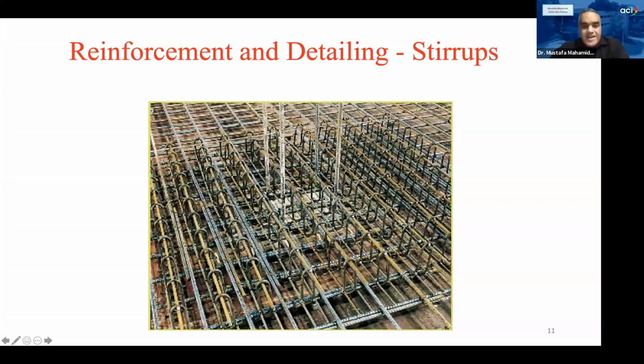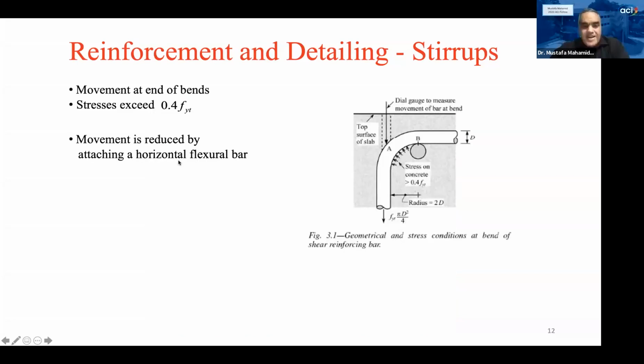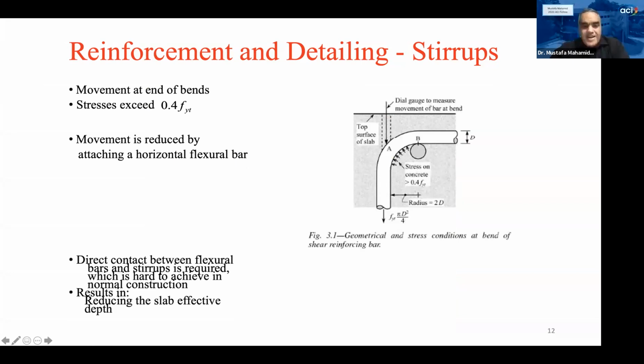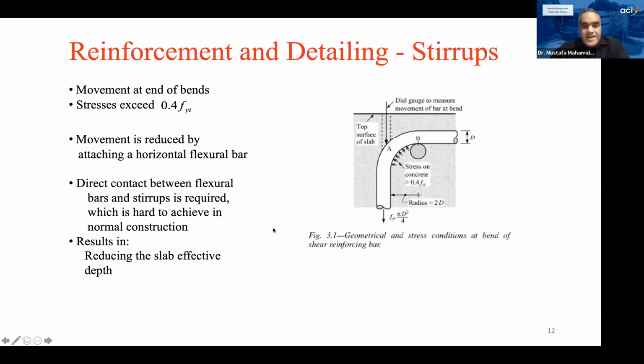The stress exceeds 0.4 Fy, the yield strength. The movement is reduced by attaching the horizontal bar. If we attach a horizontal bar, which is the top bar, that will prevent the movement a little bit, but in practice that's difficult to do. And that will result in slippage of the rebar, and of course that will affect the behavior of the slab, especially during an earthquake.